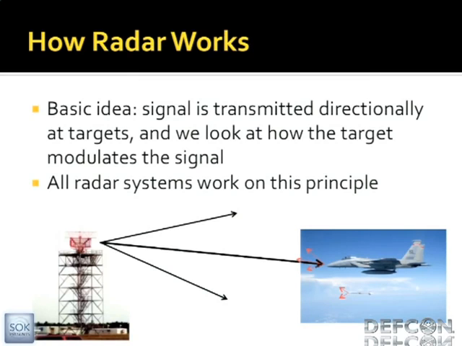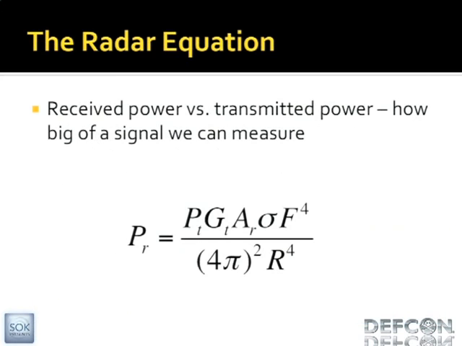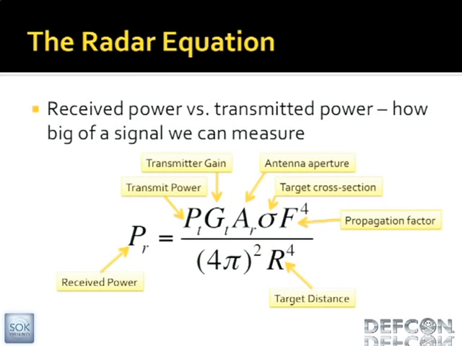You're transmitting a signal from somewhere, or somebody's transmitting a signal from somewhere, and you're looking at how that reflects off of a target. And all this is governed by this thing called the radar equation, which is this big thing with a whole bunch of terms. So basically, what we're looking at is the function of received power versus transmitted power. And the way that gets changed is, we get transmitter gain, antenna aperture, which is like how big your dish is, cross-section, propagation factor refers to the medium that you're in.